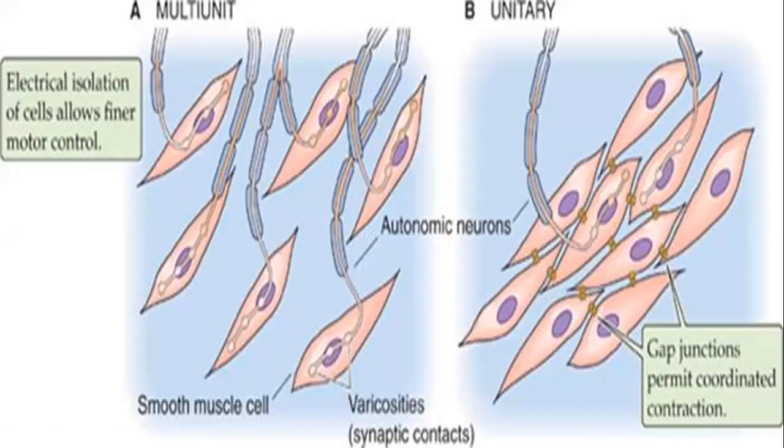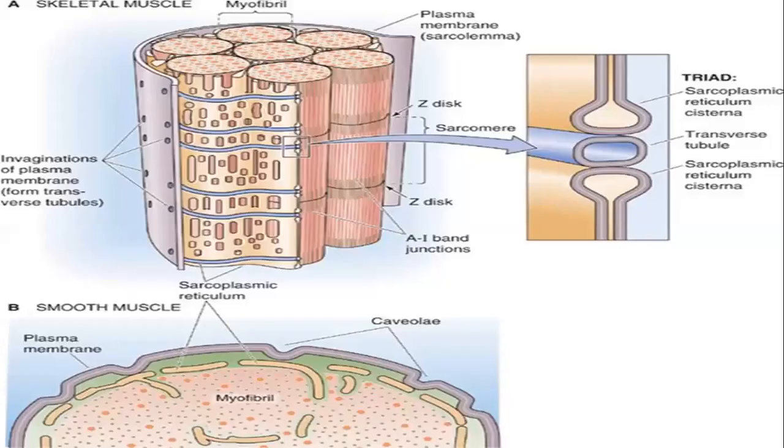There are gap junctions present in the unitary smooth muscles, and these help in quick transmission of impulses, and they function as an electrical and mechanical syncytium due to the presence of these gap junctions.